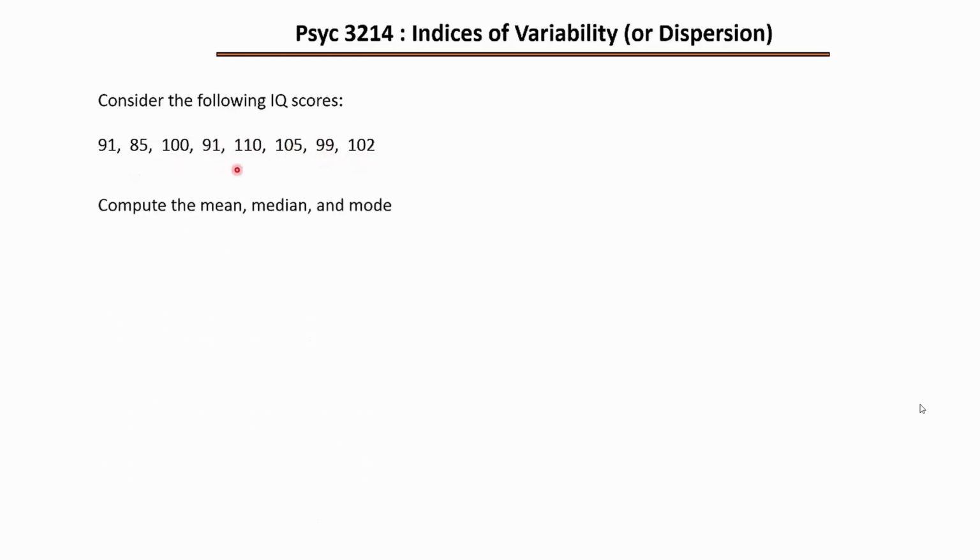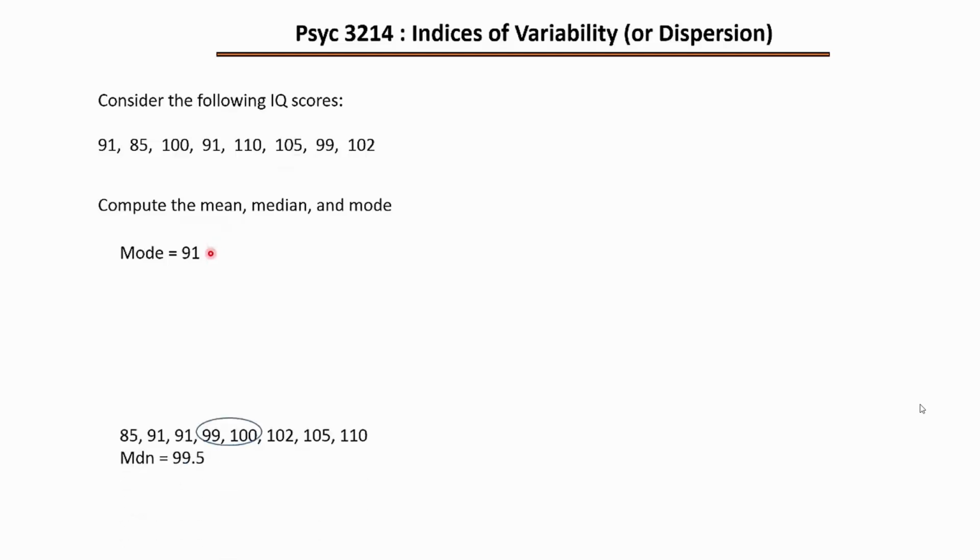So if we take a look at some IQ scores, we have 1, 2, 3, 4, 5, 6, 7, 8. So we have 8 scores here, so the sample size is 8. We can start by computing the mean, the median, and the mode. So you should be able to do this on your own. So if you want, you can pause the video here and quickly compute these and then check your answers. So if you determine the mode, we can see that there are two 91s, and that's pretty much it. So we do have a mode that's defined.